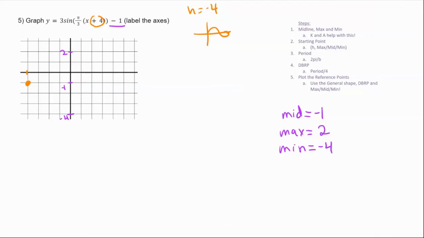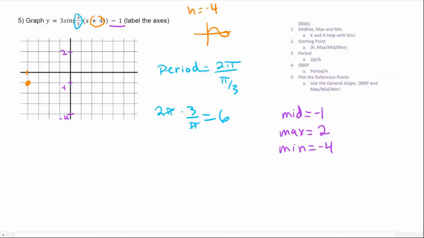Next, I got to figure out what the period is, which is always just 2 pi over b. So in this case here, my b value looks like it's pi over 3. So 2 pi over pi over 3, which is just a division problem. So we're going to multiply by the reciprocal. The pi's end up canceling out, and my period is just going to be equal to 6.